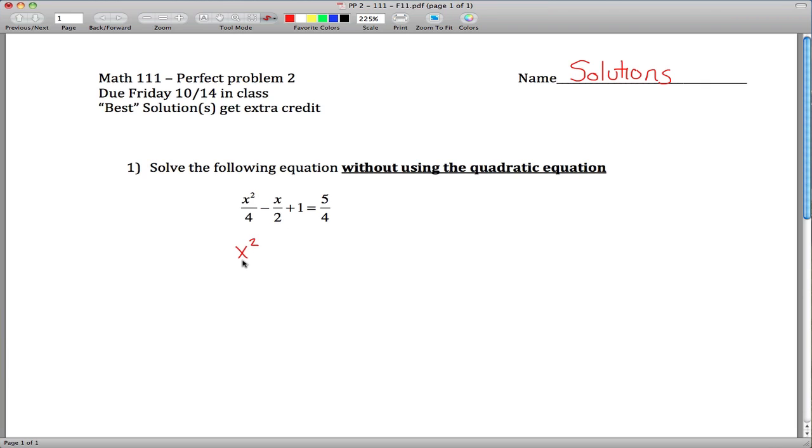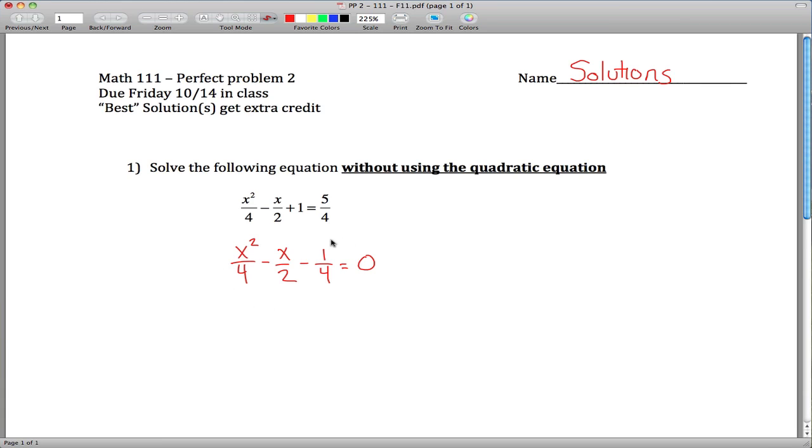So if you subtract 5/4 from both sides, these two things stay the same. See, positive 1 we can think of as 4/4 here. So if you subtract 5/4 from both sides, 4/4 minus 5/4 is negative 1/4. And dealing with this will be a little bit hard to complete the square. We like to have a 1 as the leading coefficient, so we can multiply both sides of the equation by 4.